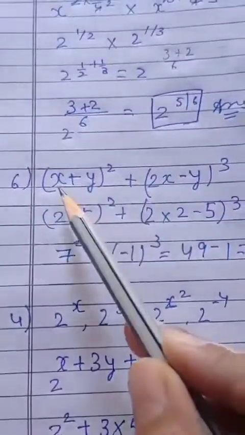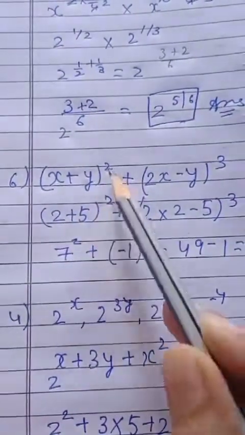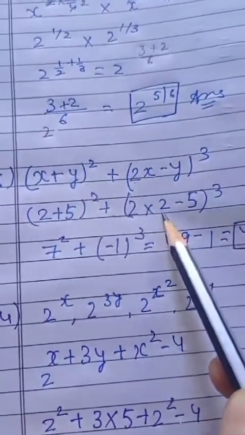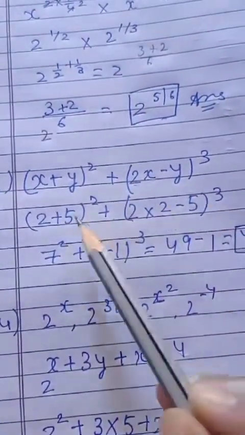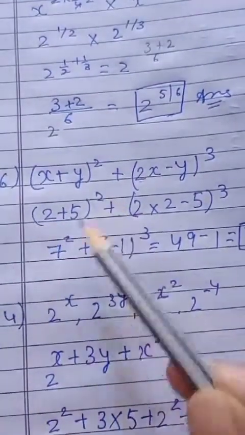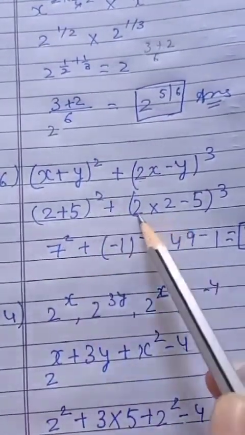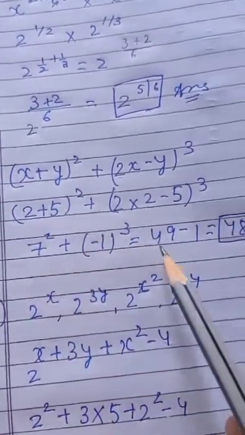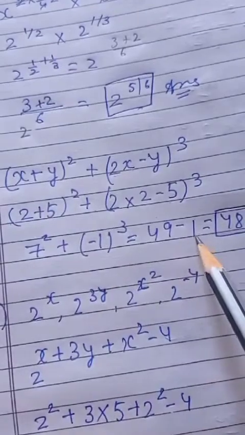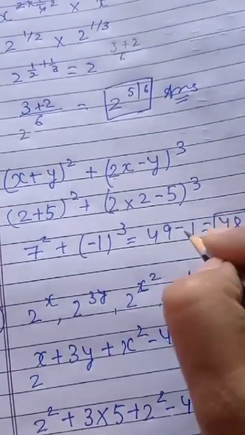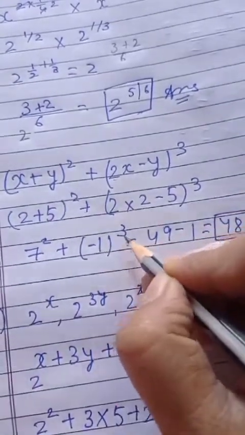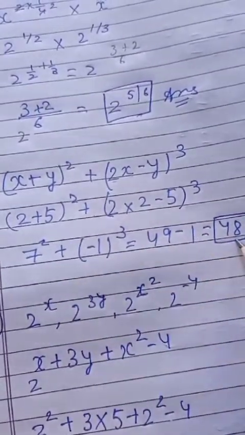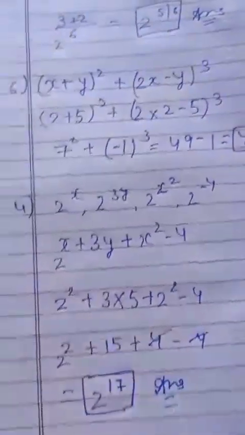Sixth part: replace x with 2, y with 5, whole square, plus 2x, meaning 2 multiply x value is 2, minus 5 raised to the power 3. 5 plus 2 is 7, 7 square, plus 2 2s are 4 minus 5 is minus 1, minus 1 raised to the power 3. 7 square is 49. And minus 1 cube, odd power, negative answer. So 49 minus 1 is 48, the answer.